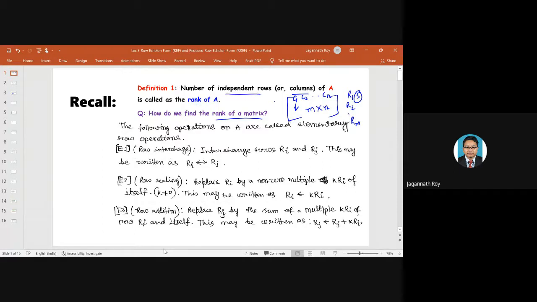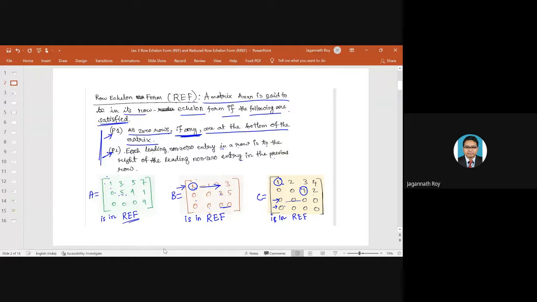But we have seen that if the size of the vectors is large, then we have to solve a system of linear equations of order 5 by 5 or 10 by 10. Then it is difficult to solve those systems. Hand calculation is difficult, so we need a better way to find the rank of a matrix. For that, we defined the elementary row operations, three of them. With that, we saw what is called a row echelon matrix, the row echelon form of a matrix.